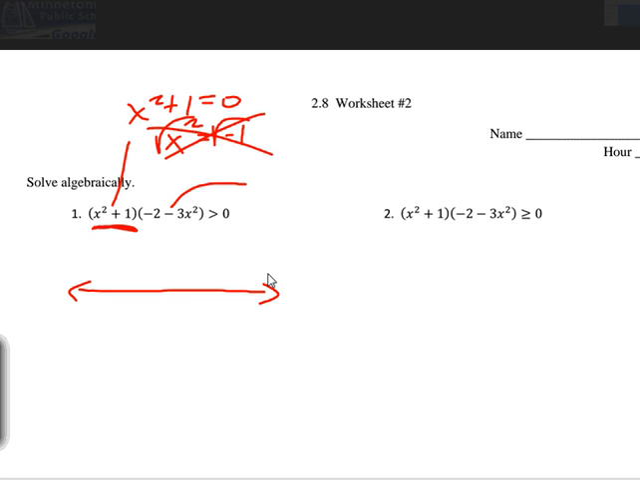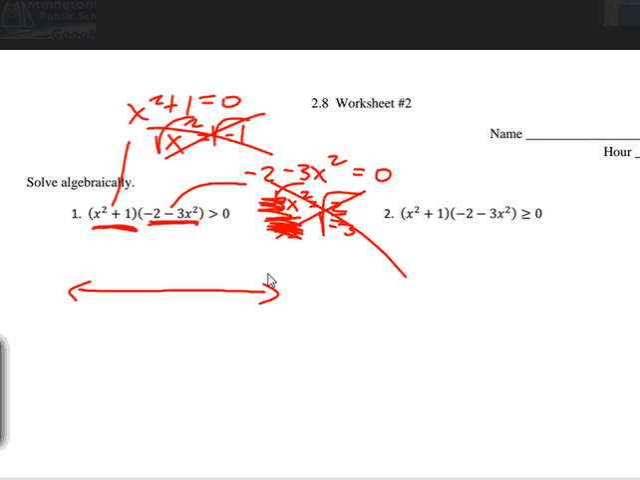This one, negative 2 minus 3x squared is equal to 0. I'm trying to find the roots, the zeros, so I'm setting them equal to 0. Adding 2 to both sides, negative 3x squared equals 2. Dividing by negative 3. And some people right there would have forgotten and taken a square root. We can't do the square root until now. Now I do the square root, and I have the square root of a negative again. I can't find any roots. That means there are no roots.